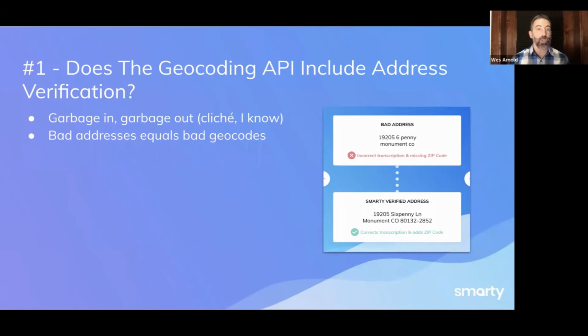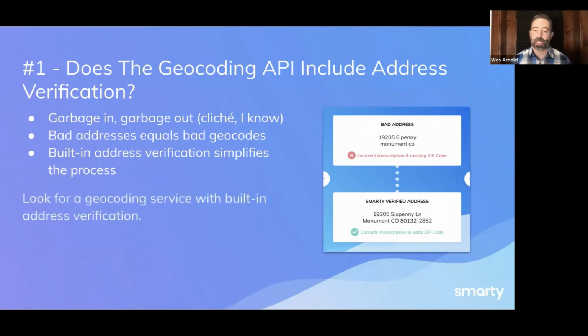It's imperative that you use some sort of address verification to run your addresses through first, clean them up, and then send them through a geocoding tool. Built-in address verification just simplifies this process. Instead of having to take all of your address data, run it through an address verification tool, wait for that to be done, save it, upload it to your geocoding tool, and wait for it to be done there, you can just get it all done in one fell swoop. You upload one file and it's done at the same time. So look for a geocoding service with built-in address verification.